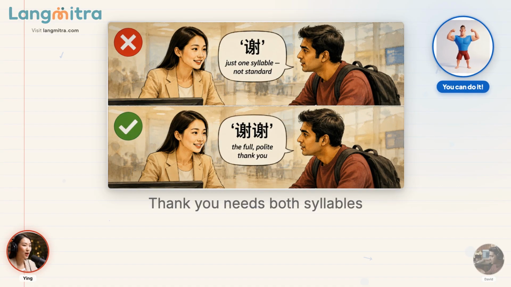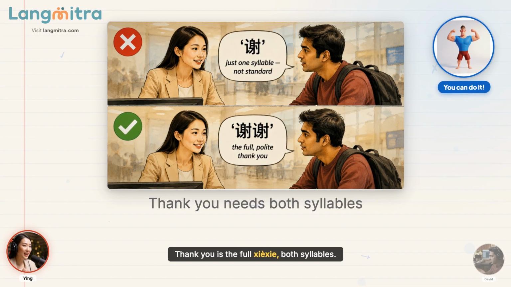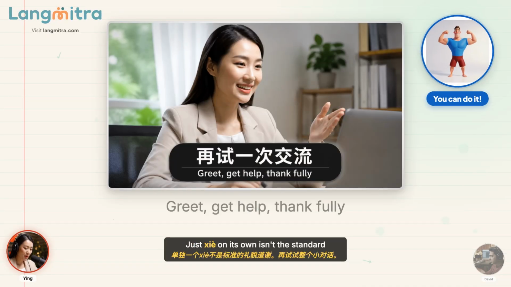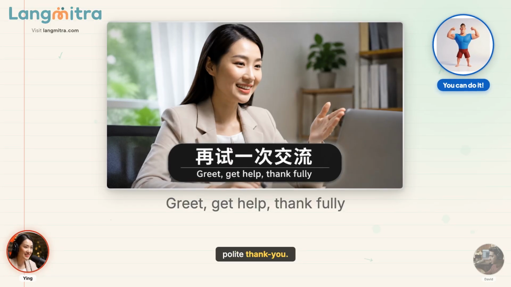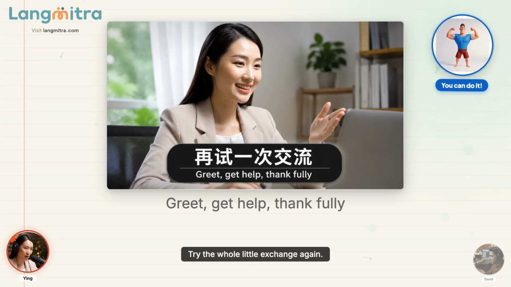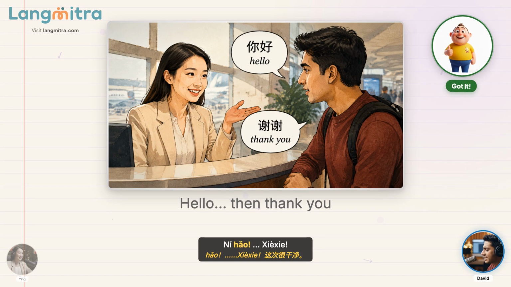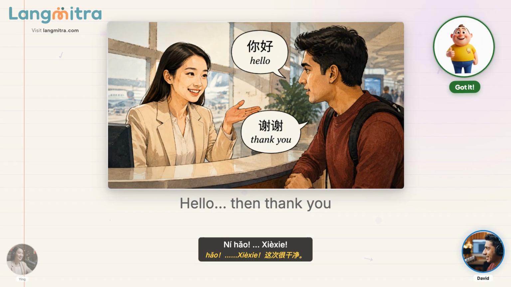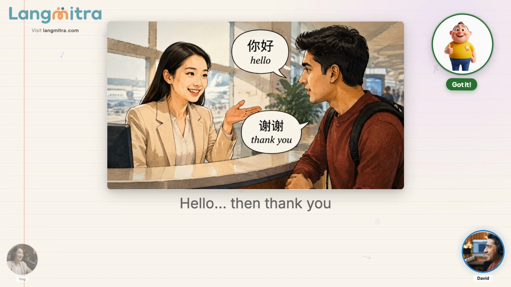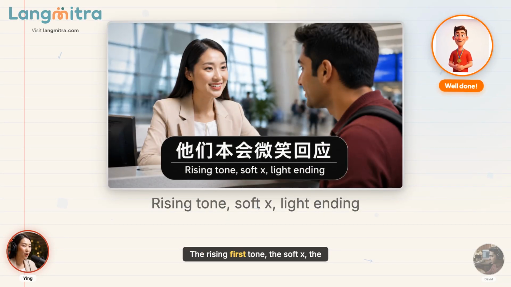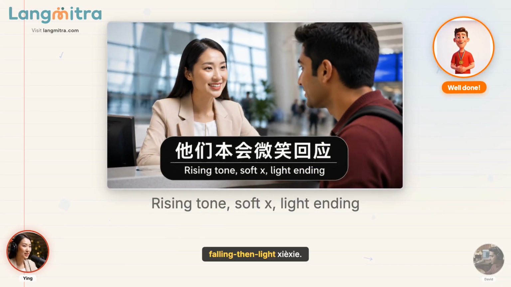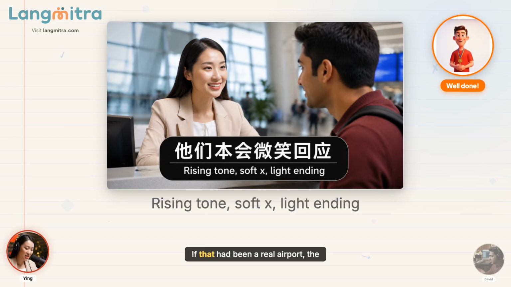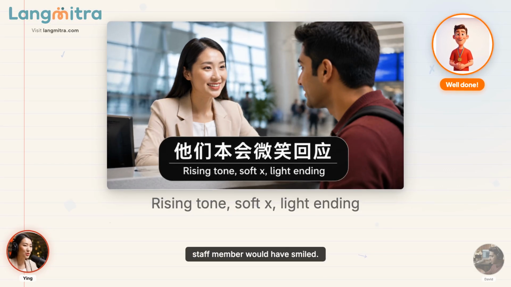So close, and a really natural mistake. You shortened it. Thank you is the full xiexie, both syllables. Just xie on its own isn't the standard polite thank you. Try the whole little exchange again. Ni hao. Then they help me, and then I say, xiexie. That was clean. The rising first tone, the soft X, the falling then light xiexie. If that had been a real airport, the staff member would have smiled.